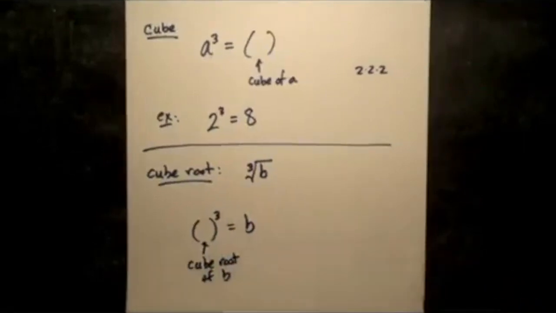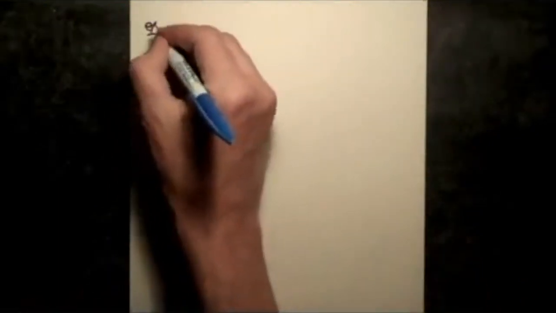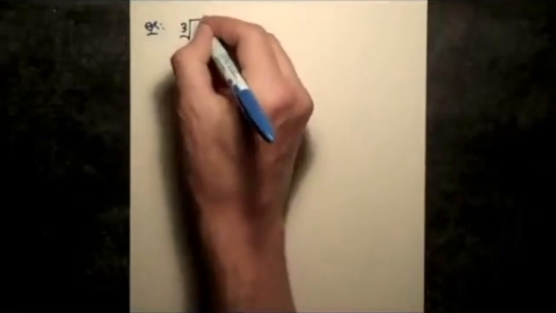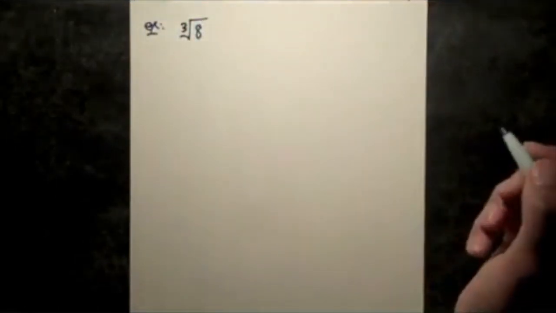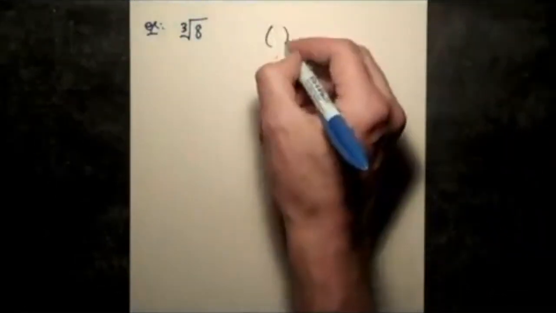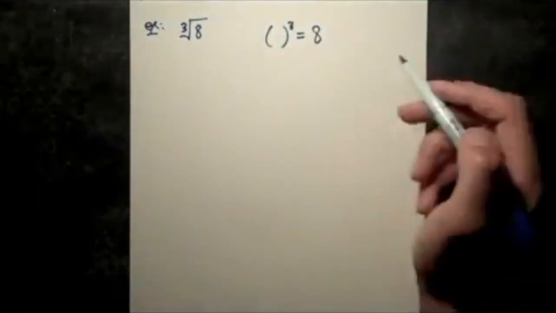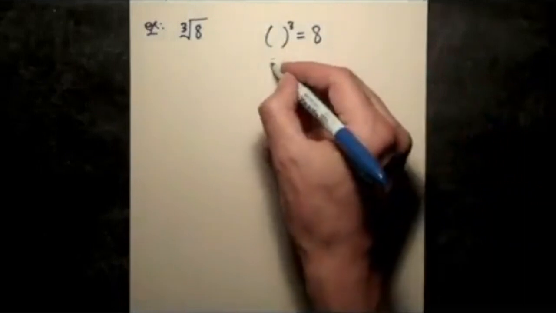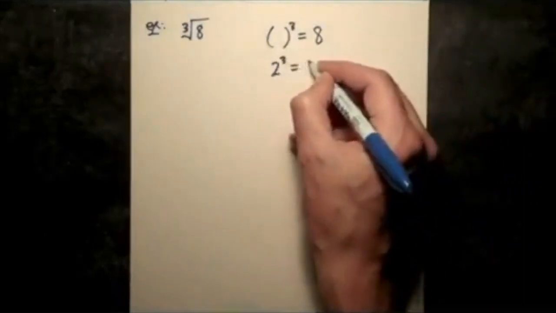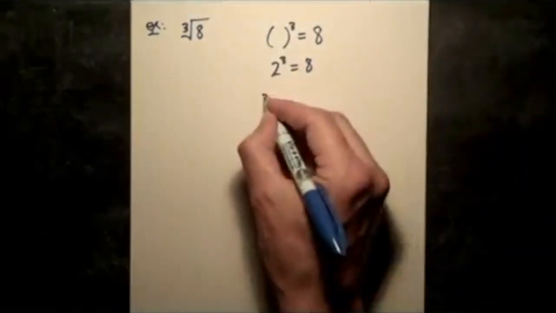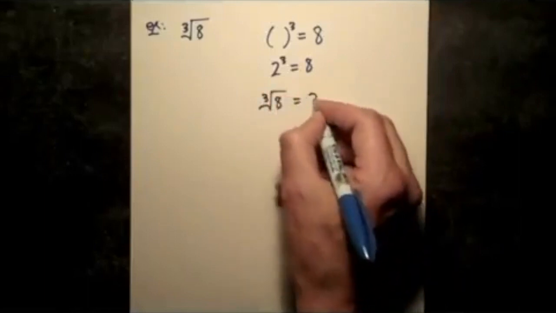So let's try an example of this. The cube root of 8. So we ask what number cubed is equal to 8. And we just saw that 2 to the third power was equal to 8. So the cube root of 8 should be equal to 2.